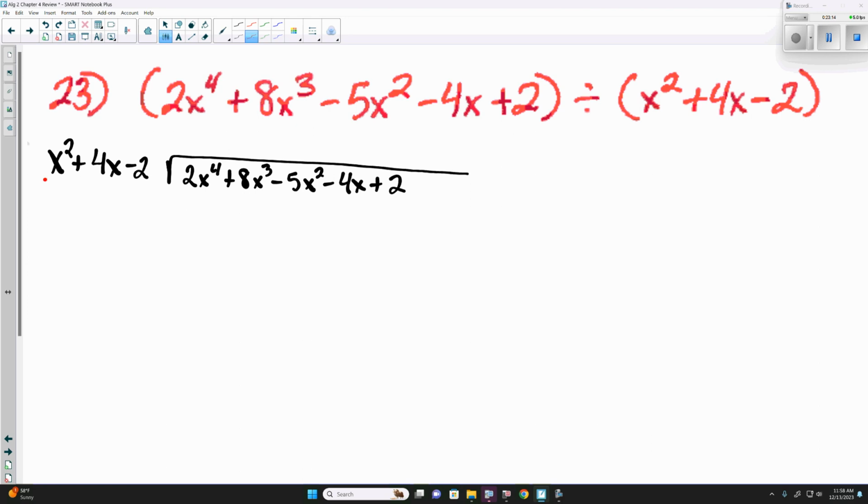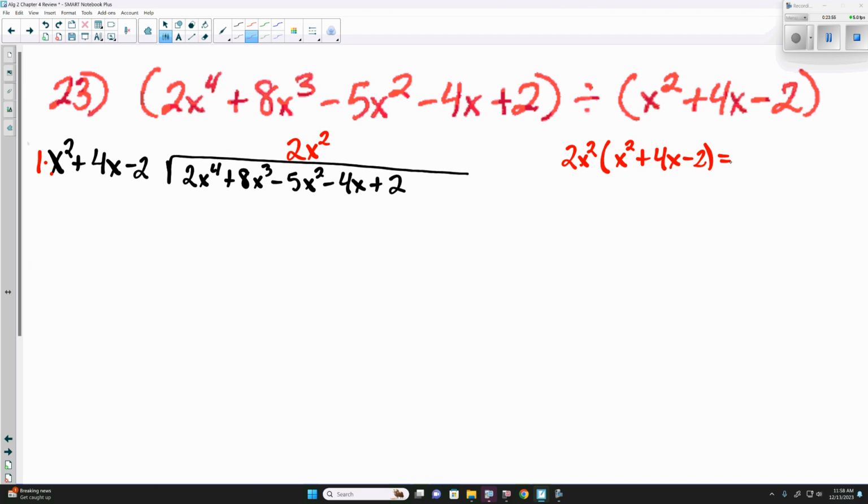Now the first step in long division is to see what times x squared will give us 2x to the fourth, because we need to cancel that first term out. But we do know that we'll need a 2 to make the 1 in front of x squared to be 2. And to turn x squared and x to the fourth, here we have 2x's, here we have 4, so since we're missing 2, we're going to need to multiply it by 2x squared. So at this point here, we're going to take 2x squared and multiply by our x squared plus 4x minus 2. And we're going to distribute this here.